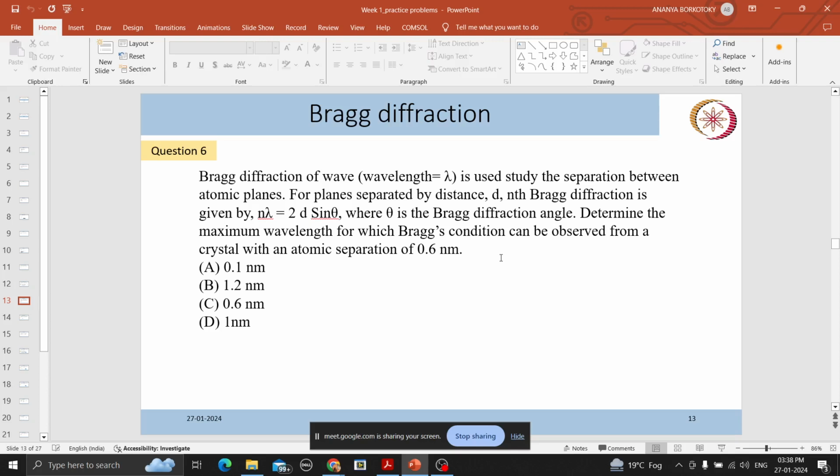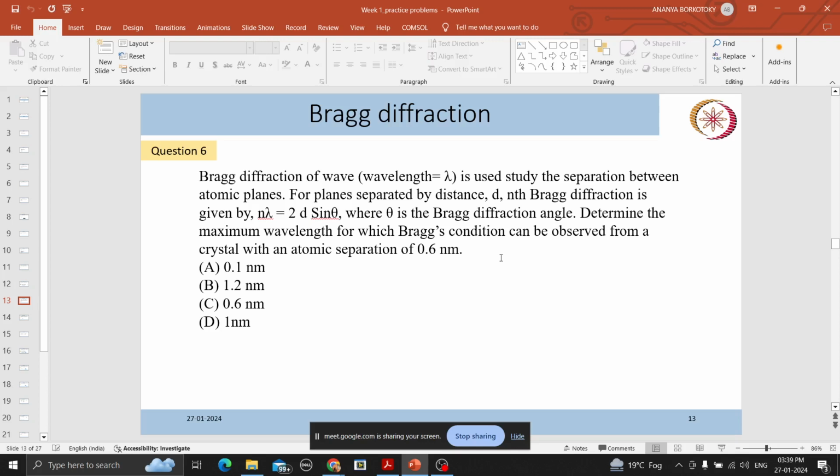Is the correct option B? Yes, the option is 1.2 nanometer. Can I ask a doubt? Yes. In this question, it has been mentioned that the atomic separation is 0.6 nanometer. So we have to take small d as the same as the atomic separation. For this question, the atomic separation is only given.